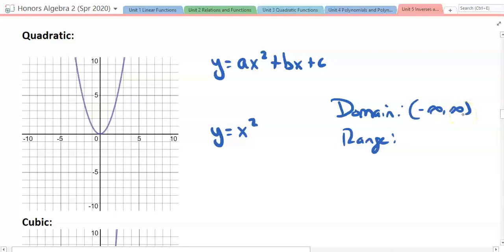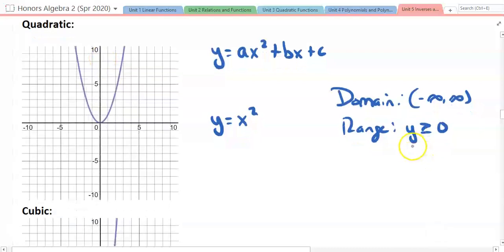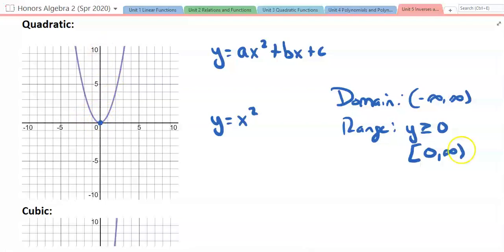But the range is going to be dependent on a certain thing here, right? So if we're talking about our parent function, the range starts at 0 and goes to positive infinity. So we could write it as y is greater than or equal to 0, but remember we want to write this in interval notation, and so that's going to be bracket 0, comma, infinity. Okay, go back to chapter 1 when we did interval notation early on in the year. Now if this parabola were shifted up and down, remember I'm always going to be looking at the vertex, and that will tell me what my range will be. And if this parabola would open down, that would change the side that these are on.